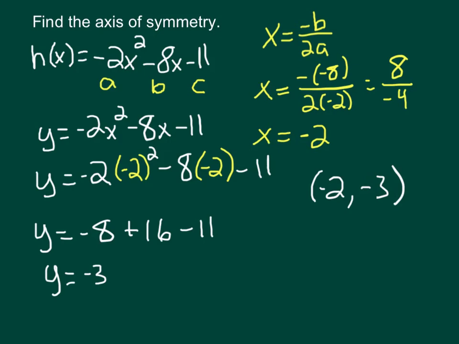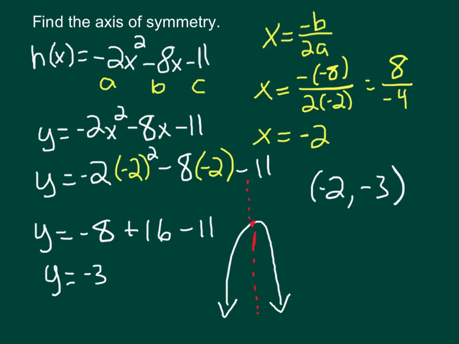Now the axis of symmetry, on this particular equation, the graph would look something like this. Okay, it's going to be a frowny face. We've just found the vertex, and so our vertex is right here at negative 2, negative 3. Now, the axis of symmetry is this line here that goes up and down and divides that graph directly in half. And the graph is going to be symmetrical. It's going to be the same on both sides. It's going to have that same shape, those same features.